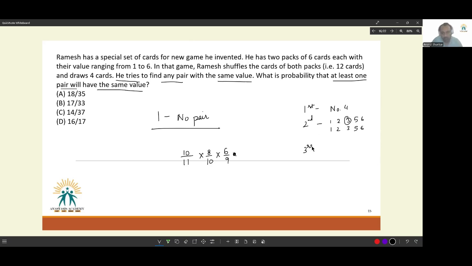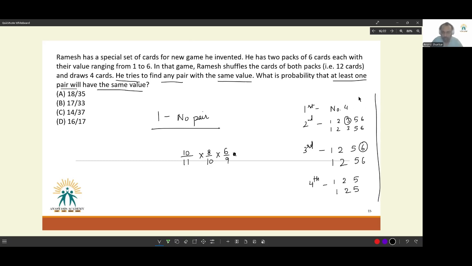So in your third pick, now what all options are left for you? 1, 2, 5, 6. You only want cards from within these 8 now, because then again a pair will not get made. And then, let's say in the third pick, 6 was picked up. Now you don't want a 4, you don't want a 3, you don't want a 6. So the only options left are 1, 2, 5 out of the remaining 9 cards.